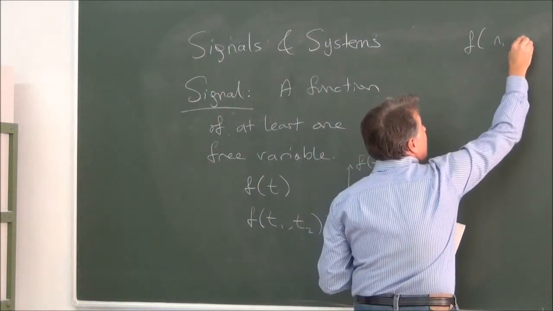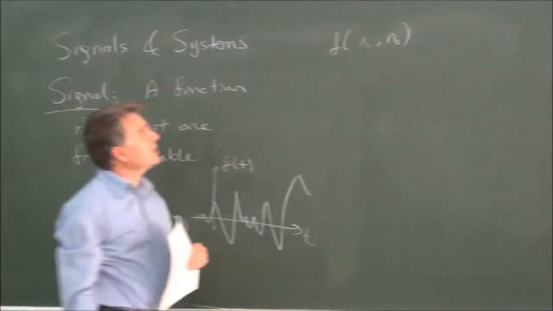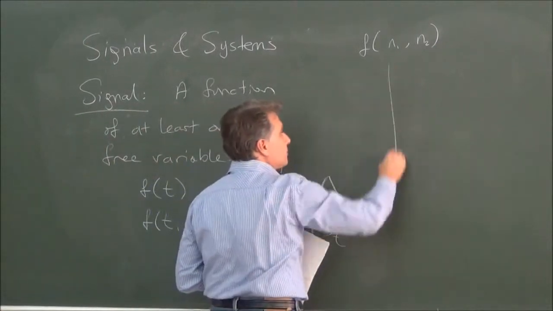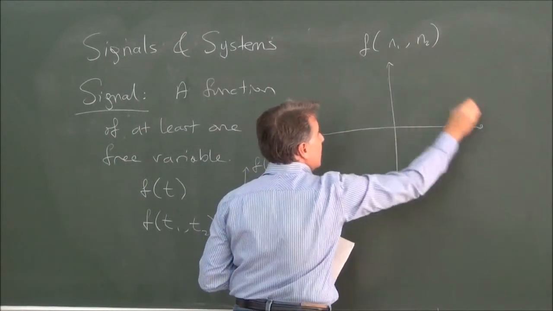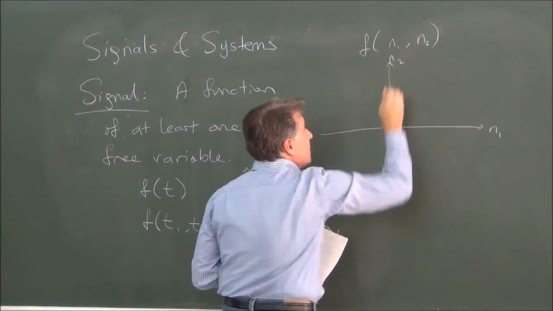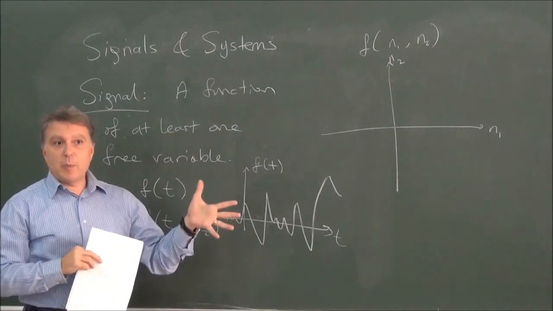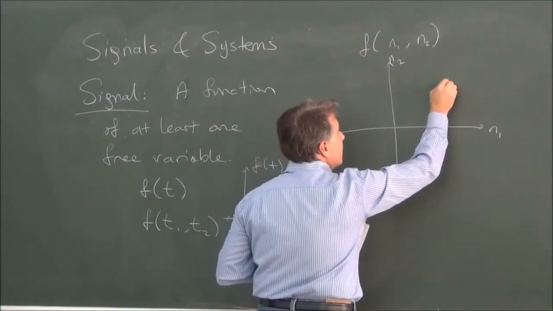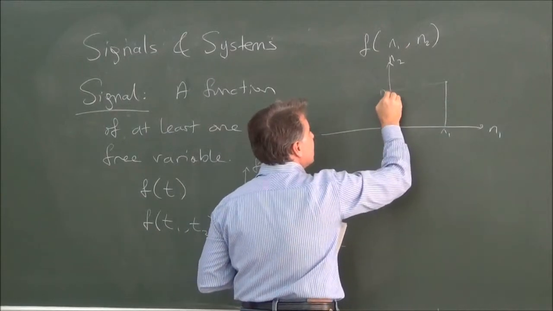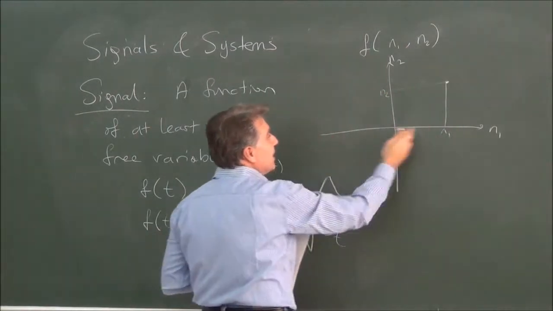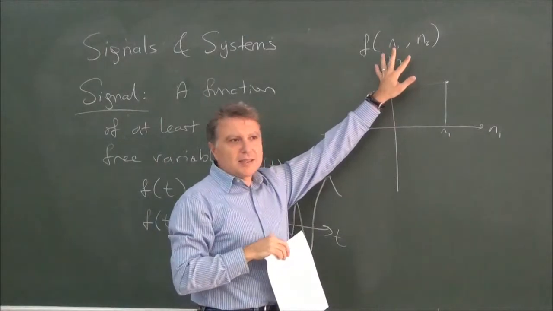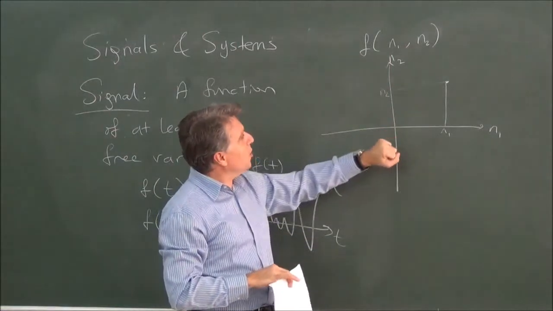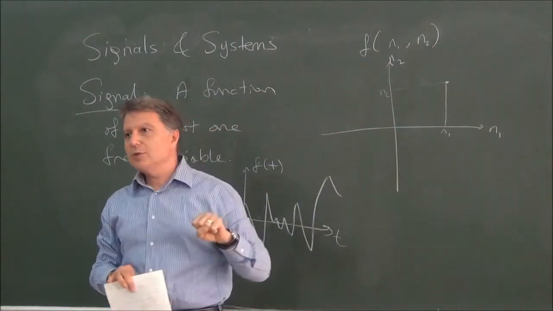But I hope this will make more sense. F of n1 and n2, where n1 and n2 are the two axes on the space, and f is the value at that coordinate of n1 value and n2 value, for example, depending on the coordinates. So it makes more sense if these are the coordinates, right? Not time, but space coordinates. If these are the coordinates, then this will make it a two-dimensional signal.